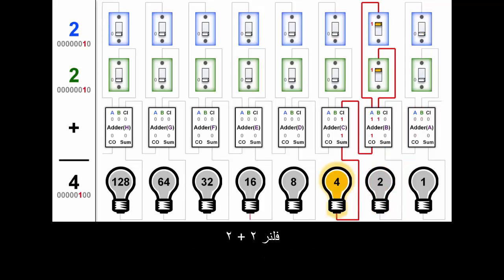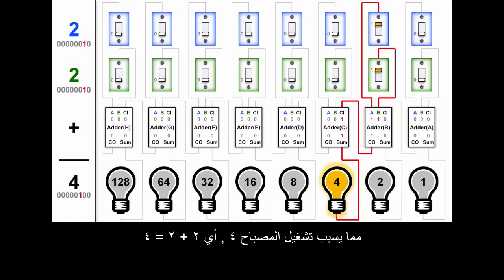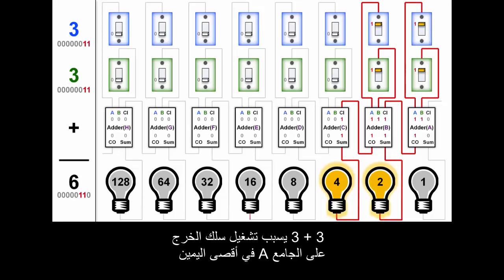Let's look at 2 plus 2. In adder A, none of the inputs are on in this case, so neither the sum nor the carry-out wire is on. Adder B, though, has inputs A and B on, so the carry-out wire from adder B is on, which then becomes the carry-in wire to adder C, causing the 4 light bulb to light up, showing that 2 plus 2 equals 4.